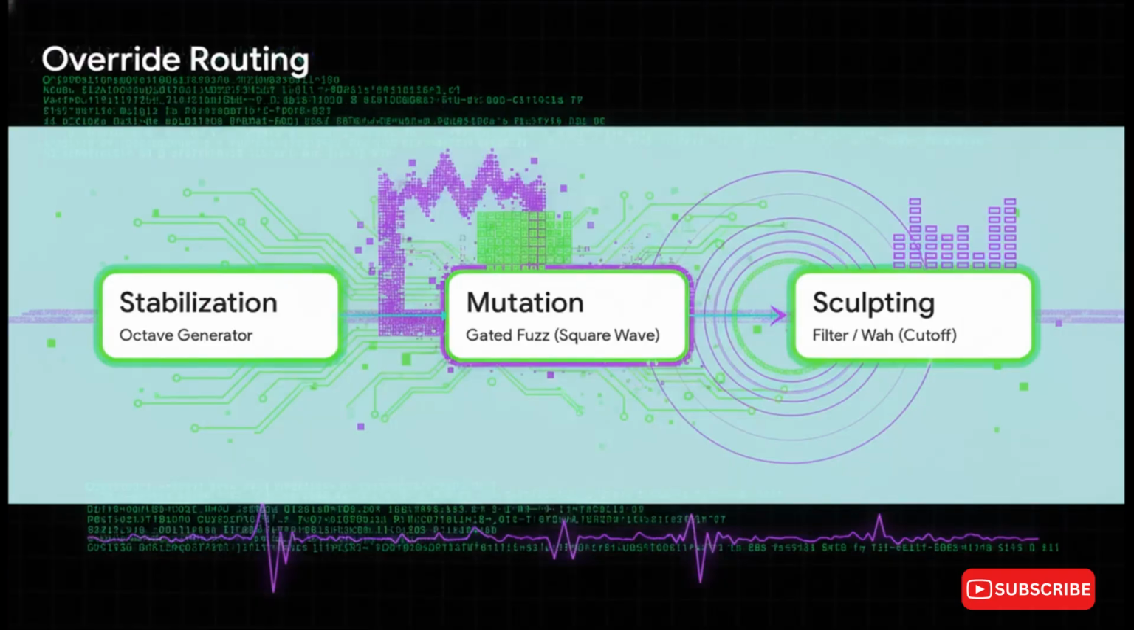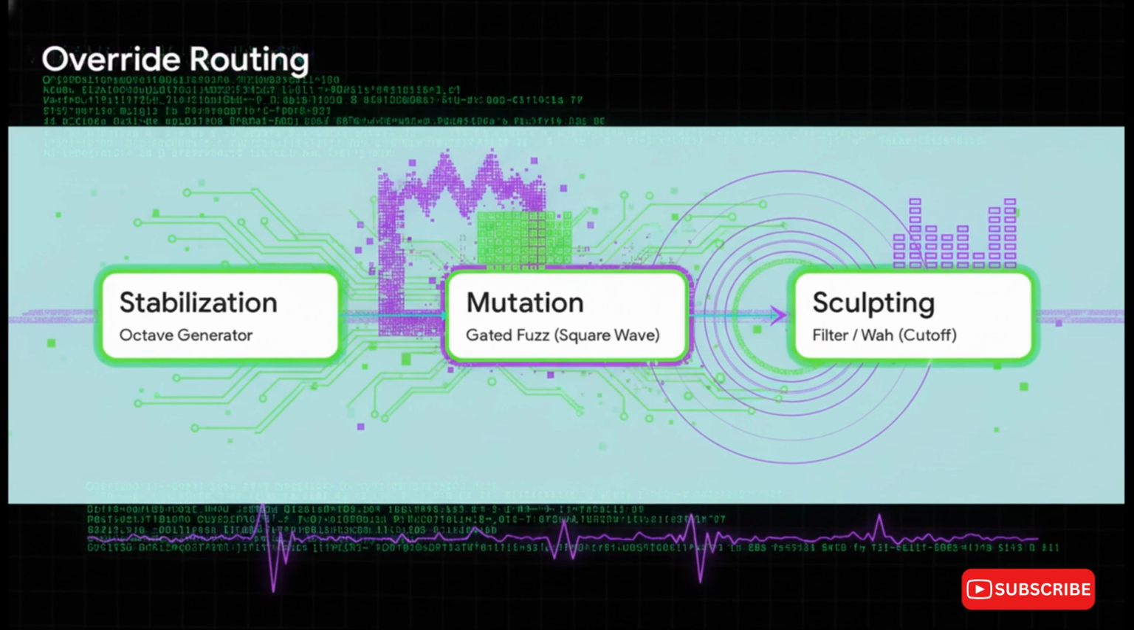In our machine, the filter must come after the distortion. So why are we doing this? Well, a filter can only remove or emphasize the frequencies that are actually fed into it. A clean guitar signal has relatively few upper harmonics. But remember our gated fuzz? It just generated a massive, dense wall of square wave harmonics. By placing the filter post-fuzz, we suddenly have an infinitely wider, richer harmonic spectrum to sweep across.